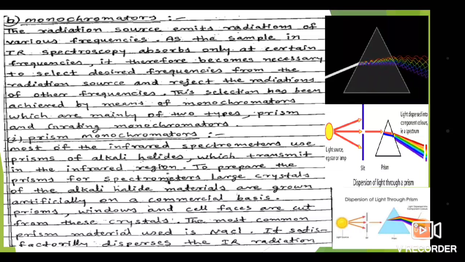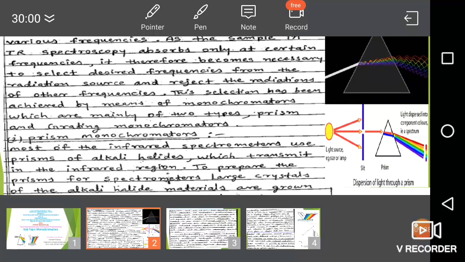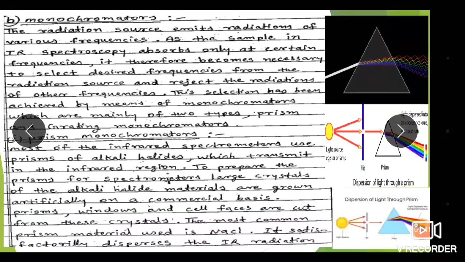So we get the required type of prism. The most common prism material used is NaCl, sodium chloride. It satisfactorily disperses the IR radiation. That is the reason why we use NaCl: the dispersion of IR radiation is satisfactorily given by the NaCl crystal.